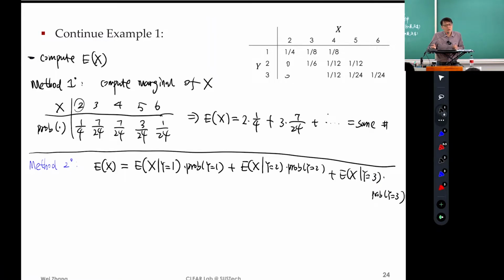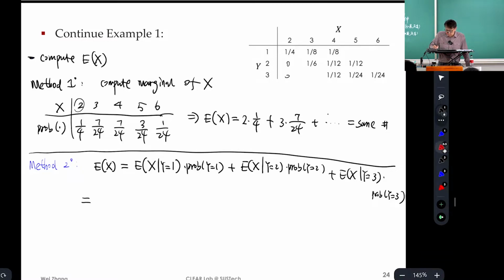It may be more tedious. It's not simple, but it's the same. I mean, mathematically, sometimes this is simple. Sometimes this is easier to compute than directly computing the marginals. In this case, it's maybe not simple.